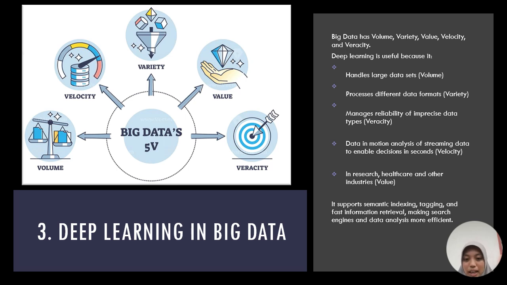For volume, it handles large data sets, while variety processes different data formats. Veracity manages reliability of imprecise data types. For velocity, data in motion, analysis of streaming data enables decisions in seconds, while the last point is value in research, healthcare, and other industries.